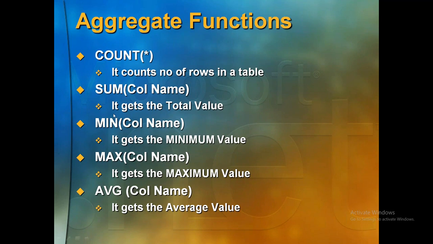So many people may have a question: what is the meaning of a star in this context? Star means we know all columns, but I'm saying it counts the number of rows, right? So it is not going to count the number of columns. But what is the meaning of the star here?